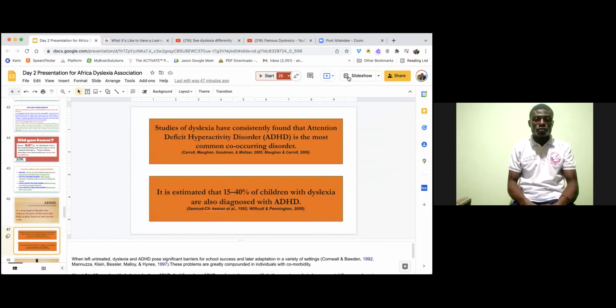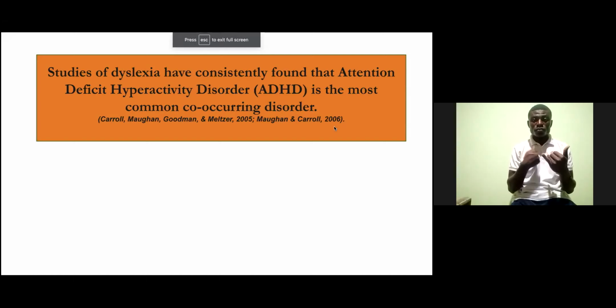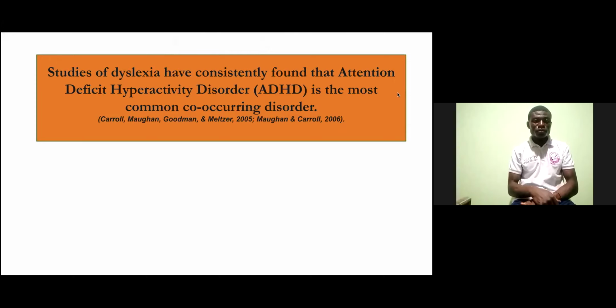So now I am going to start my slideshow again. So the biggest comorbid factor with learning disabilities is the attention deficit disorder.